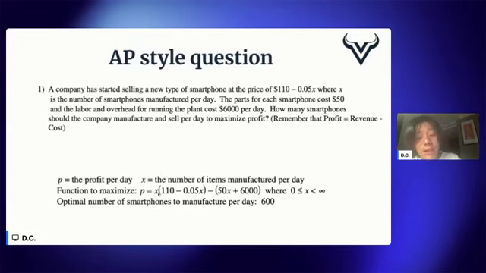And then if you take the derivative on the right side, and then we do the candidate test and plug it back in, you find out the best number of smartphones to sell is 600. Yep.